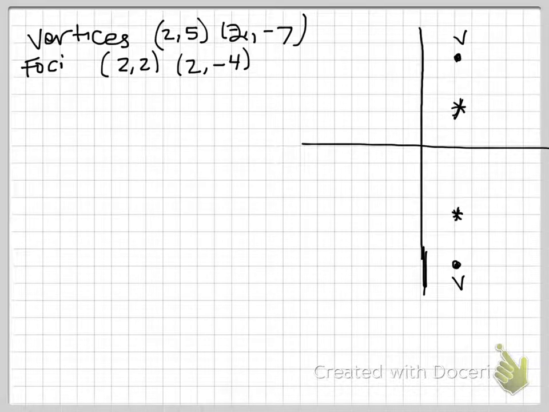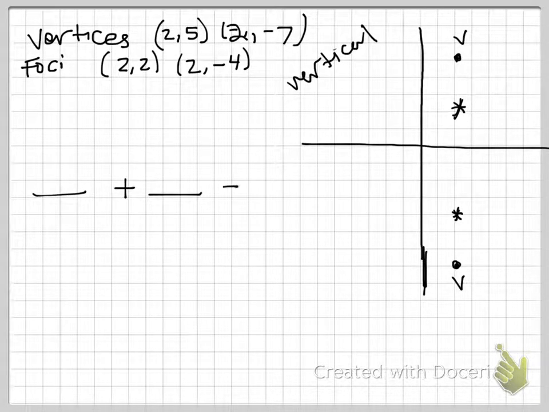Okay, so we know this is a vertical ellipse. Since my vertices are aligned in a vertical fashion, this is going to be a vertical ellipse. So we know when we have our fraction plus our fraction equal to 1, we're going to lead with the y term, and our x term will come second. Because it's going vertical, we'll lead with that y term.